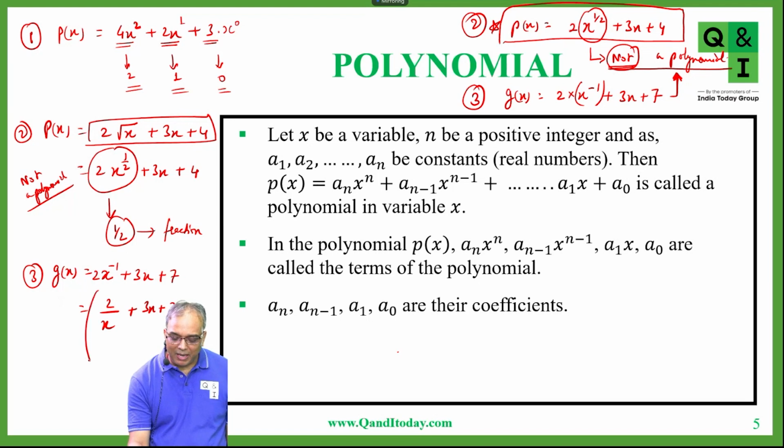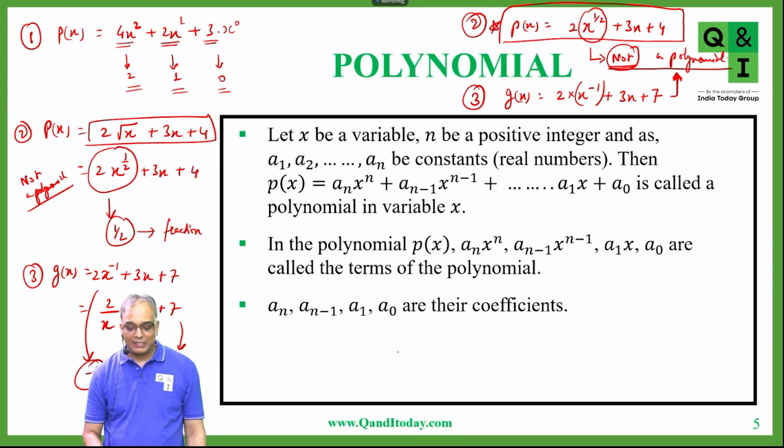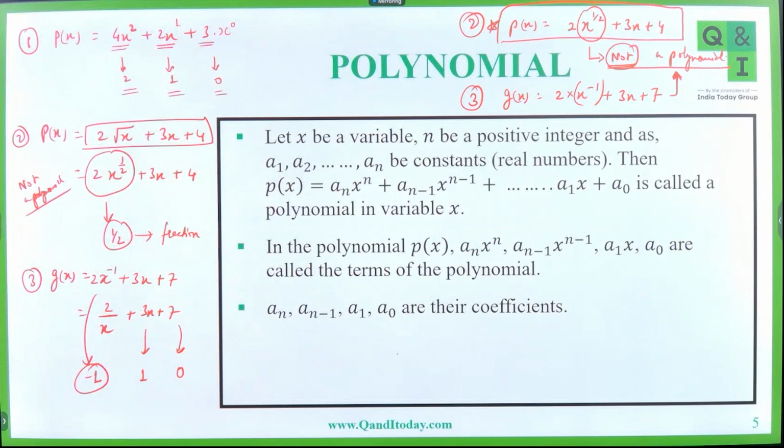If you see the power of x here, it is minus 1, the power of x here is plus 1, and the power of x here is 0. So minus 1 is not a positive integer, that's why we say that this algebraic expression is not a polynomial. Anna, is the third one also clear? Okay.